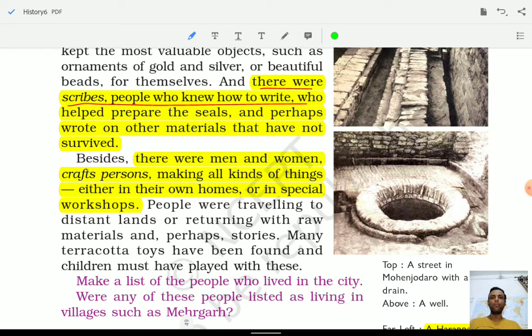There were men, women, craftsmen, because we have already seen the beads, right? And seal making as well, making all kinds of things either in their own homes or in special workshops. So maybe there were special workshops where they were preparing beads or special types of tools or toys. So these types of things were happening.